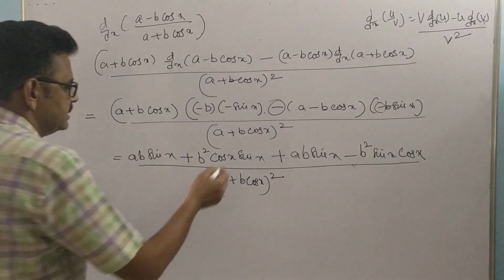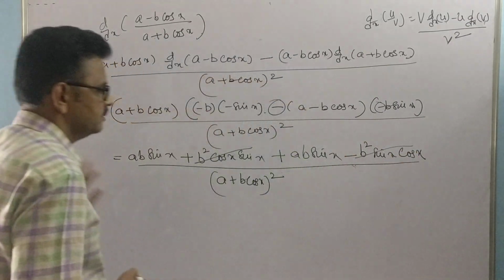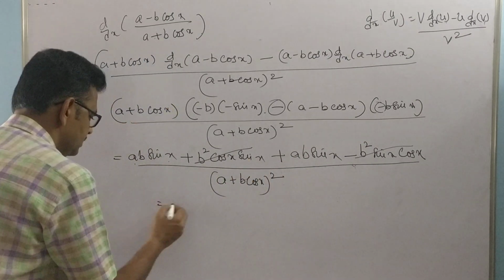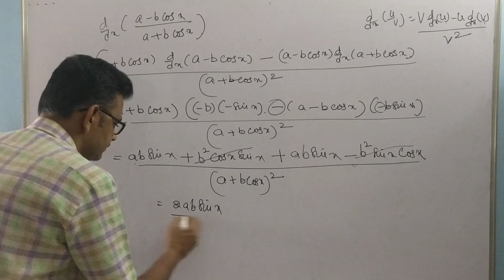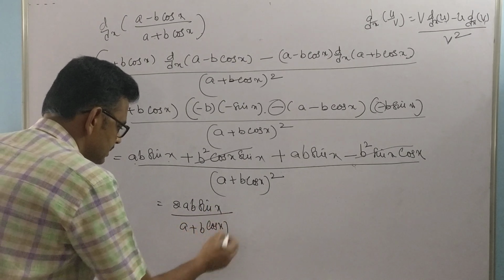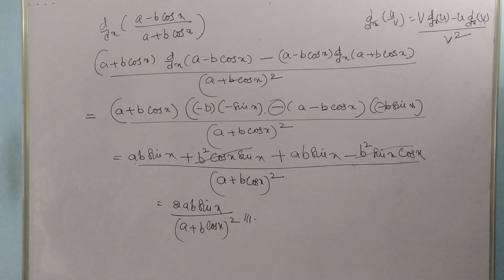Okay, b square cos x sin x and b square sin x cos x both get cancelled. ab sin x plus ab sin x is 2ab sin x by a plus b cos x whole square. So this is the derivative.